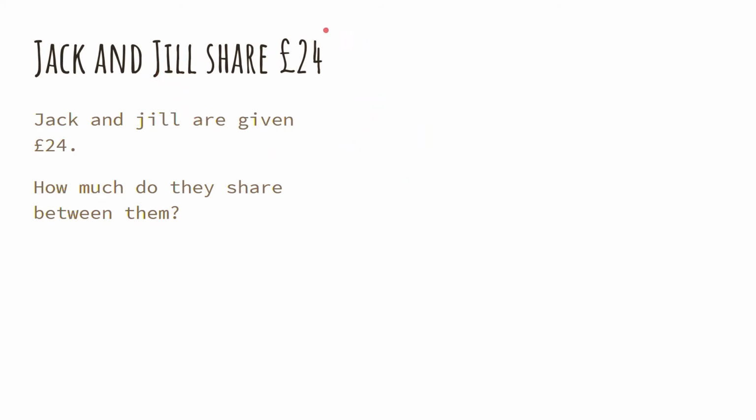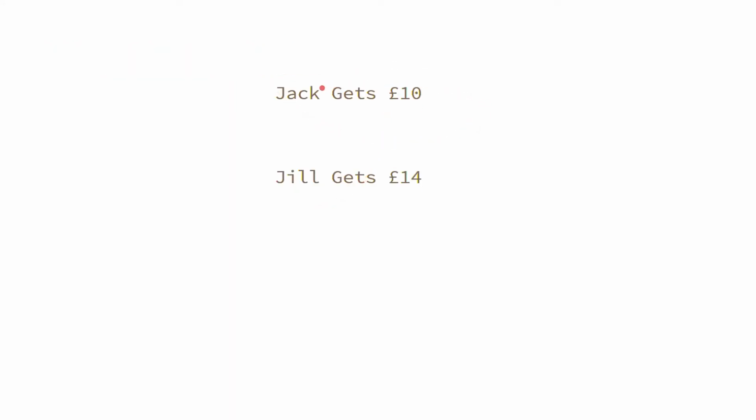Now say in a different example, we share £25. After that, the ratio is going to remain the same. So for every 5 Jack gets, Jill gets 7. So how much do they share between them? Jack gets 10. Jill gets 14.